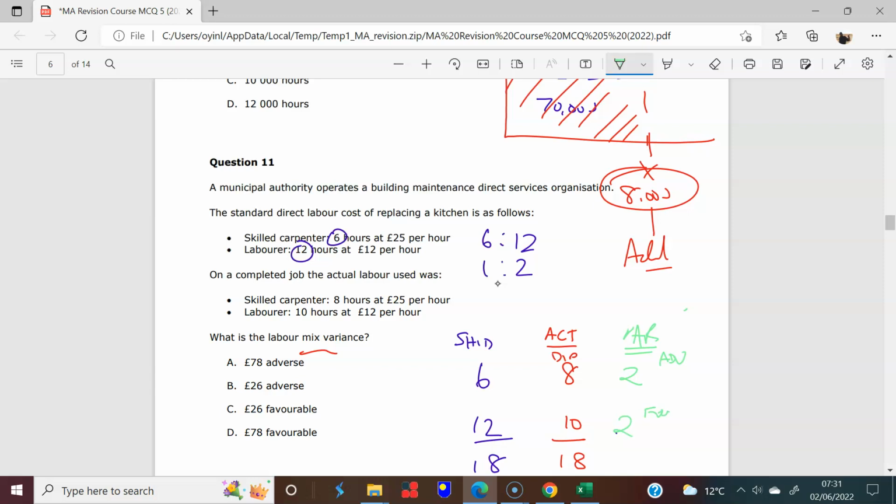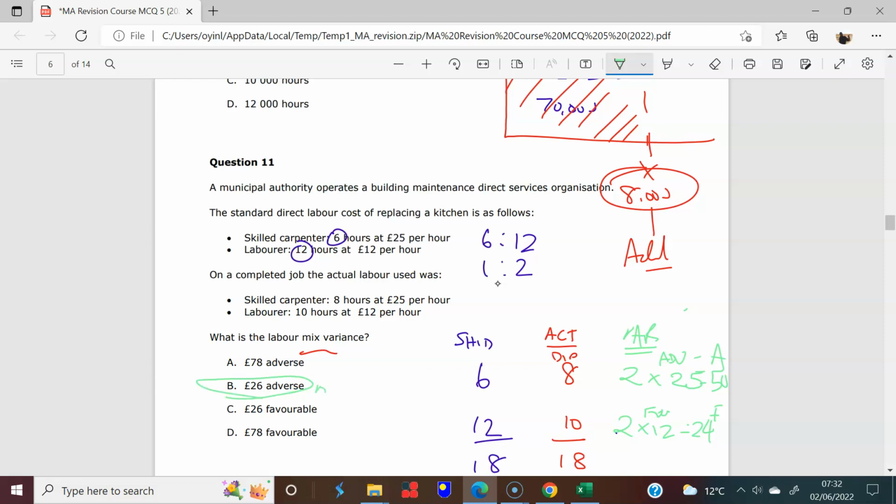The question here is what are the amounts? So here this is skilled. So that's 2 hours adverse, right? You should have done 6. So that's 2 times 25. That's 50. Yes, adverse. And here you have 2 hours favorable, and that's 2 times 12, and that's 24 favorable. So 50 adverse minus 24 favorable leaves us with 26 adverse. Right? This is the mix.